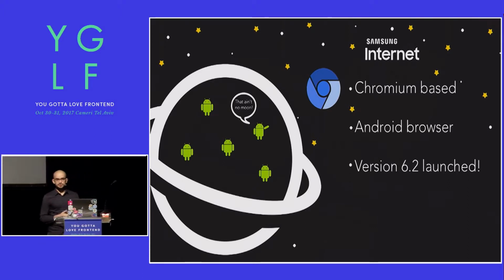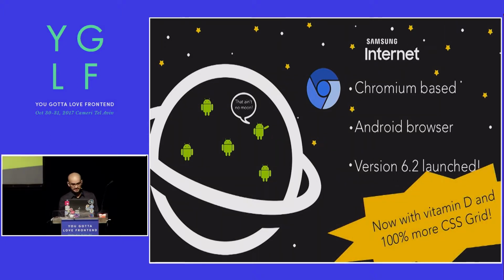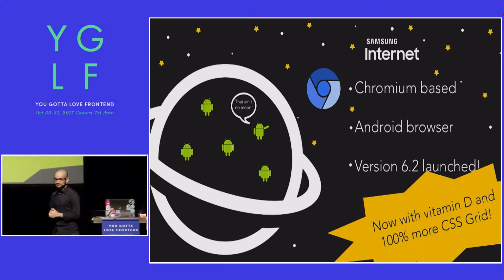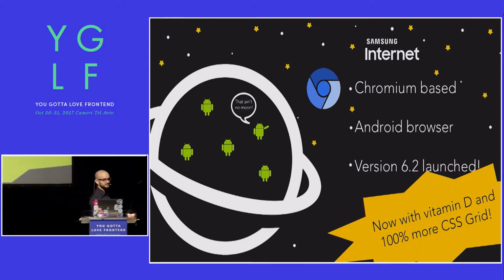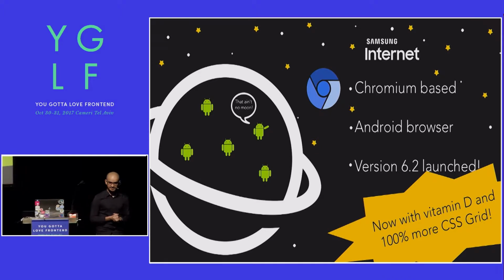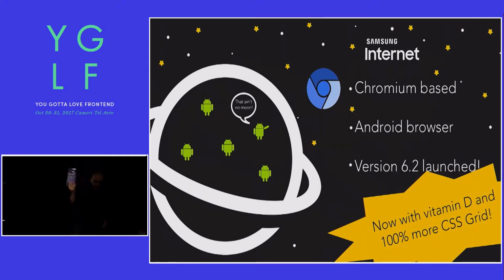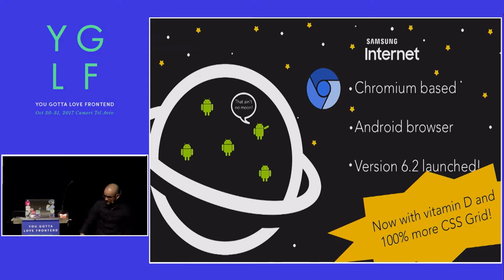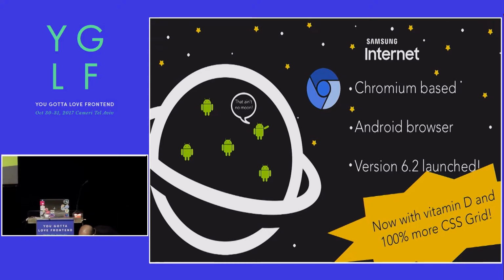We started the rollout of version 6.2 yesterday, which I am very happy to say comes now with vitamin D and 100% more CSS grid. Do we have any CSS grid fans on? Good. Okay, so we have a fan over here. I would like to give a token of appreciation to CSS grid. Can we hand it over?